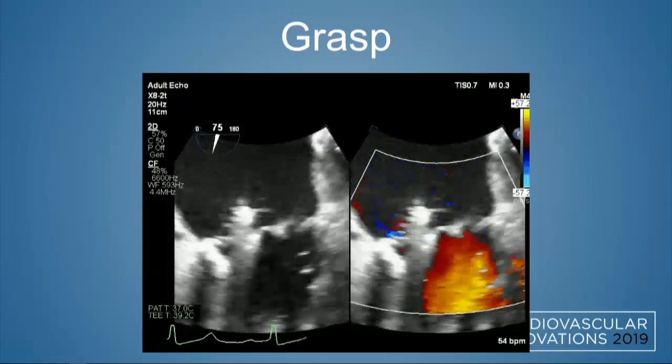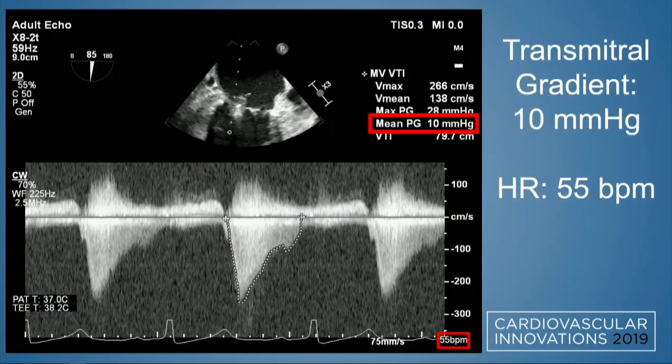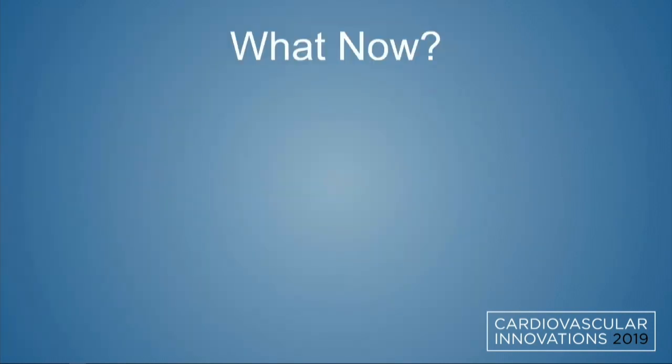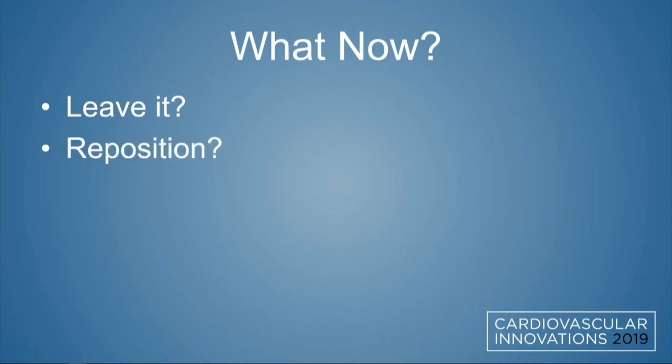So we're very satisfied with this result until we checked our transmitral gradient, which happened to be 10 at a heart rate of only 55. So the question is, what can you do now? Can you leave it and walk away? Probably not. I think she's not going to tolerate that very well, and that's really not an option.